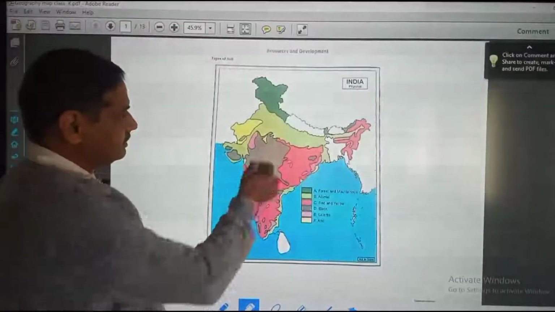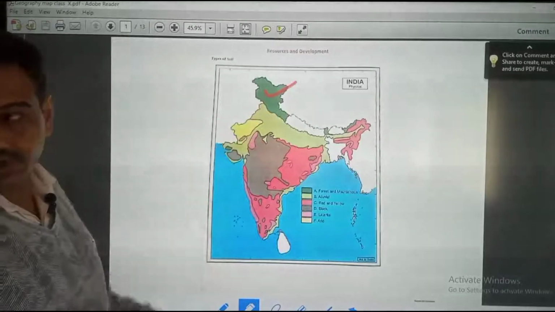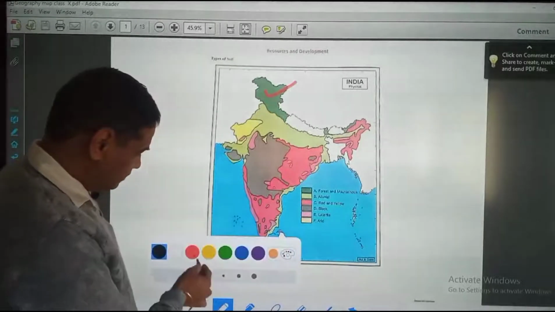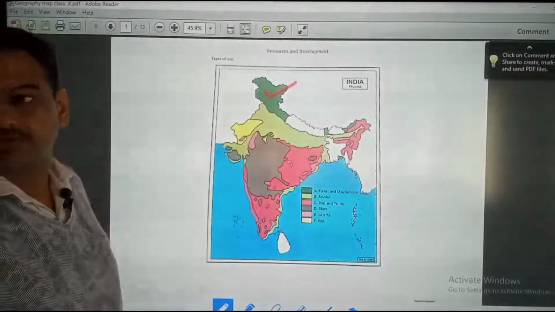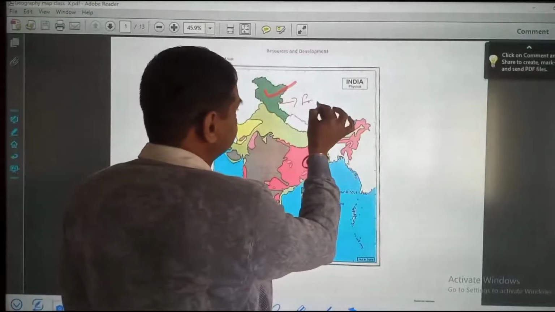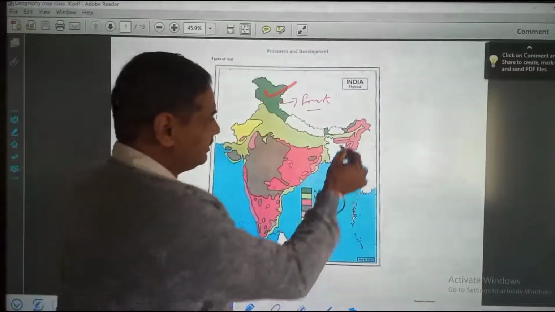So this soil is called the mountainous soil. Why is it called mountainous soil? Because this is found in the mountain region, or this can also be called the forest soil, because this is the area which is densely covered with forest.